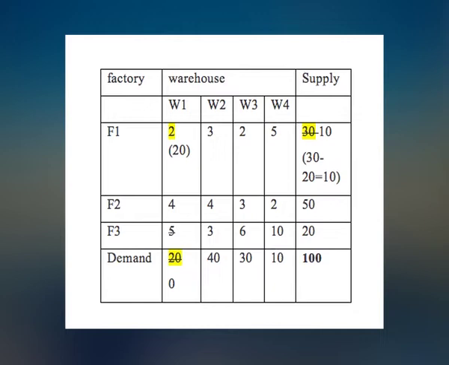We will now compare the demand and supply corresponding to this cell. After comparing, we found that the demand is 20 units and the supply is 30 units. We will take the lower value, that is 20 units, and assign it to the cell corresponding to F1 W1. As a result of this, the supply will be 10 units, that is 30 minus 20, and demand will be 0. When the demand is 0, we will cancel out the entire demand column.